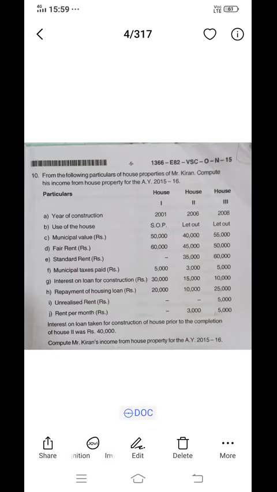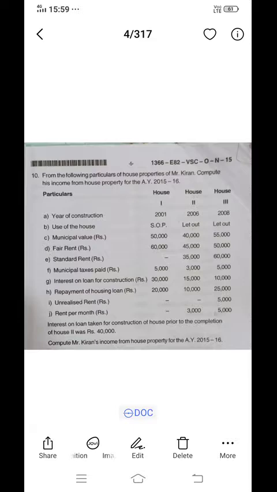So I sent you the 3 years question paper problems, right? We'll continue with the problems on income from house property for 15 marks. Taking first the 2015 question paper problem. Here, from the following particulars of Mr. Kiran, you have to calculate the income from house property.